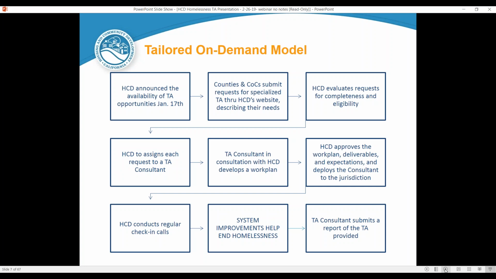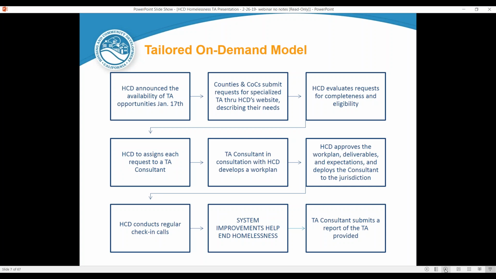Counties and COCs will submit requests through the HCD's website. Our staff will evaluate the request for completeness and eligibility, and then at that point we will assign your request to the technical assistance consultant. So you may have 1 or 2 things that may happen. You may have the technical assistance provider call you to ask clarifying questions, or if the information that you have submitted is sufficient to develop a work plan report, then we will go ahead and schedule an introductory call with the technical assistance provider.